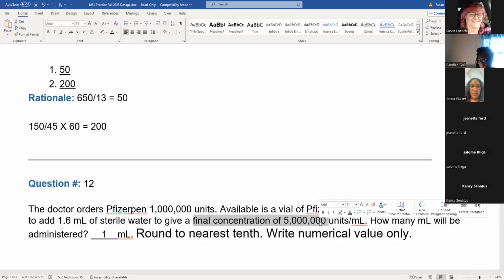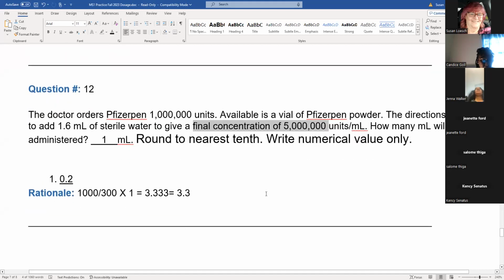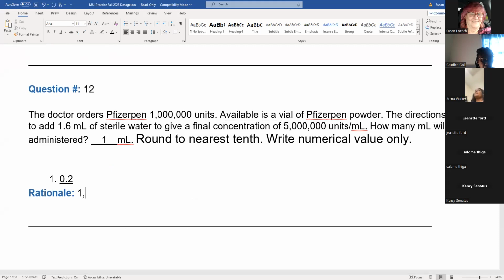And what'd you get? I got 0.2. Okay, have confidence. This rationale here is wrong, but the answer was right. Okay, this is just 1 million divided by 5 million.